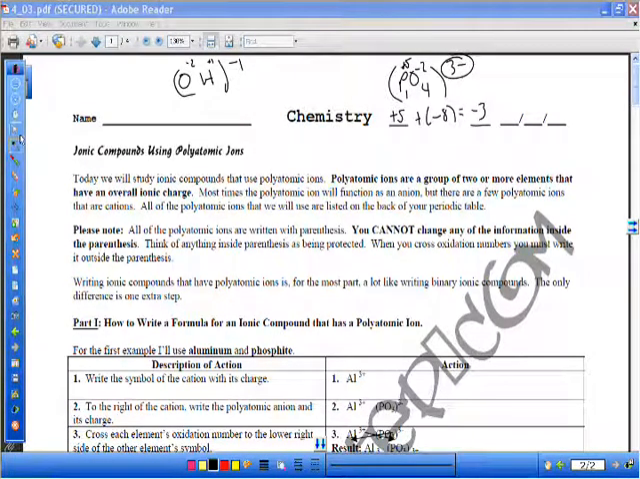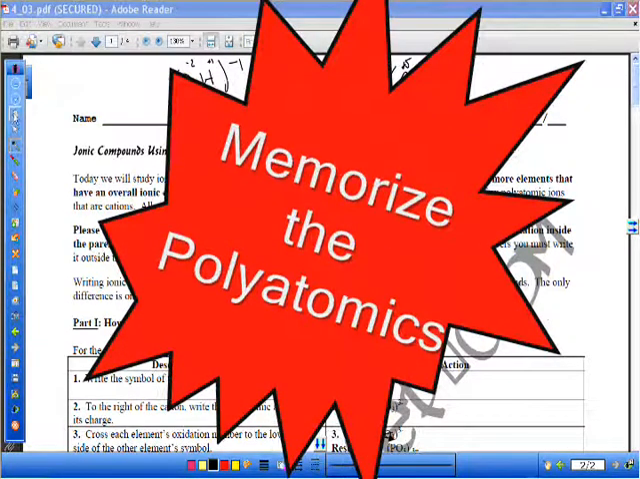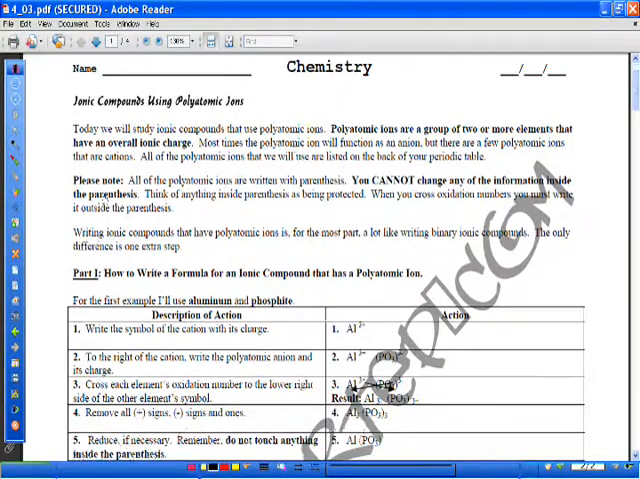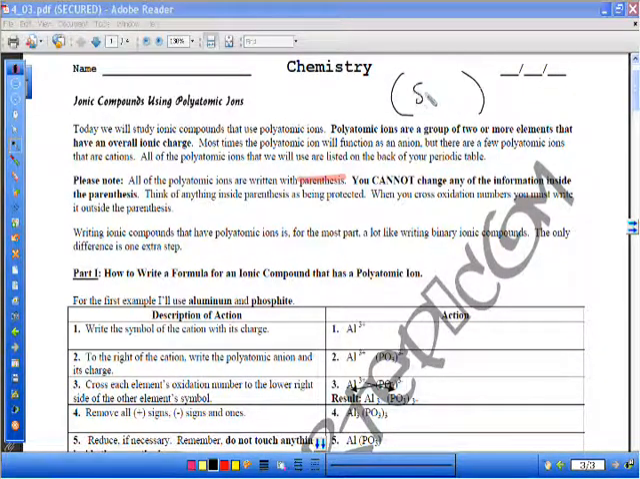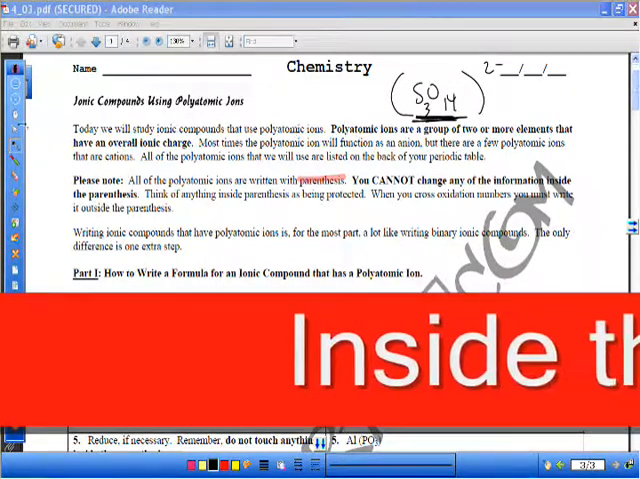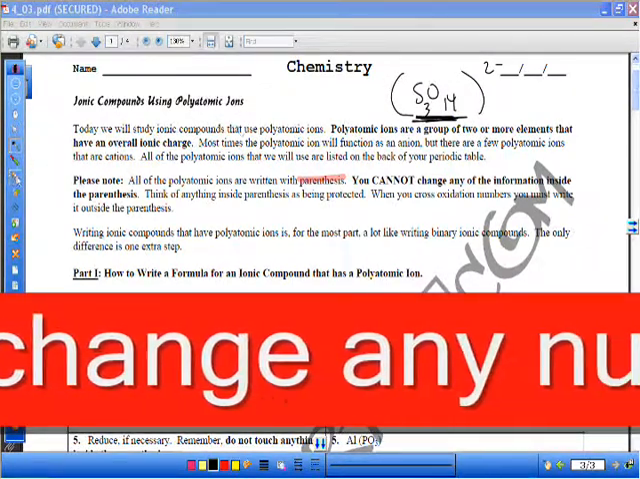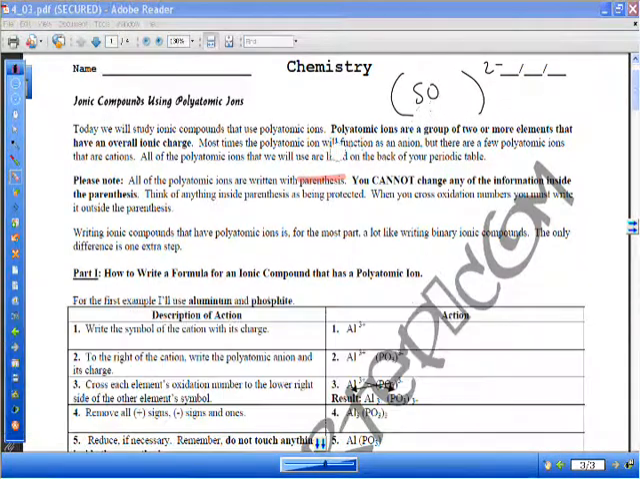Again, the easiest thing is just to memorize the formulas and the charges. I would suggest that all polyatomics you write in parentheses, and what you have to remember is that they are a unit. So for sulfate, -2 charge, if it says sulfate, it's SO4. You're never going to change anything inside the parentheses. You're never going to change this to a 2 or a 3 or a 14, because then it's not sulfate anymore. If it says sulfate, it's going to be SO4, and it's going to stay SO4 for now.